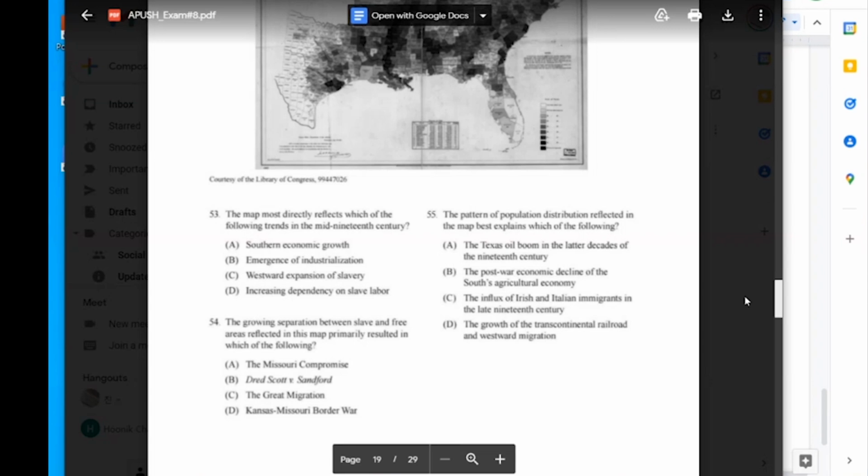I would say B. B, perfect. As you know, the South had such a high slave population, so you can infer that the South depended on slaves working in agricultural production. And after the Civil War and the abolition of slavery, the South suffered economic decline for that reason, because of their reliance.